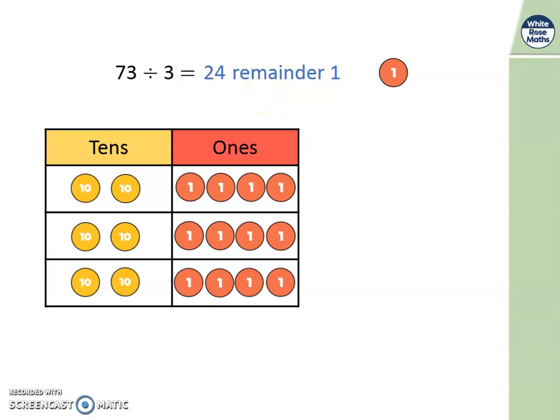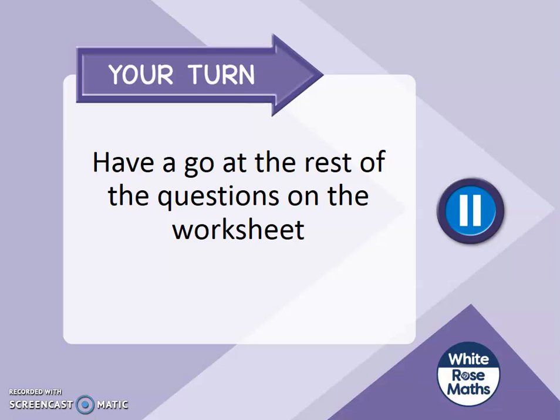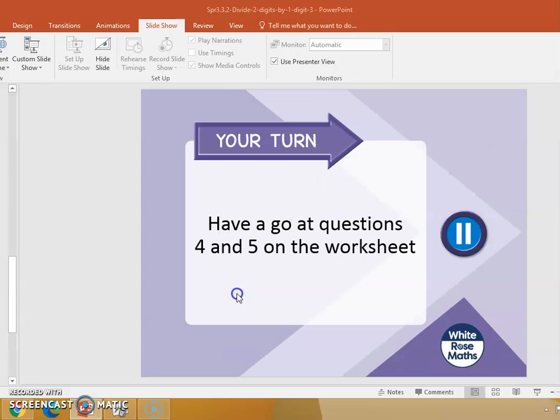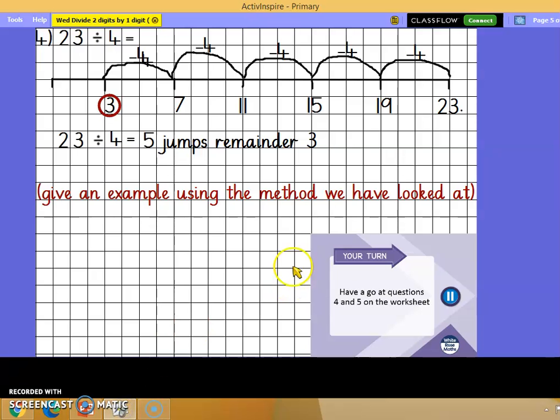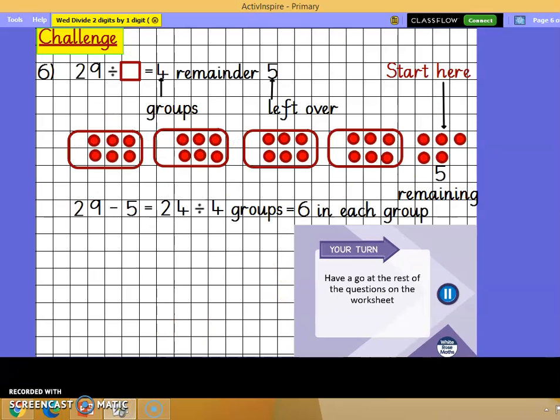Use this method on the questions where it asks you to. Pause and have a go at the rest of the questions on the worksheet. Here's an example of how you can do that with number 6 to help you. Pause the video and use it, helping you to organise your work in your book.